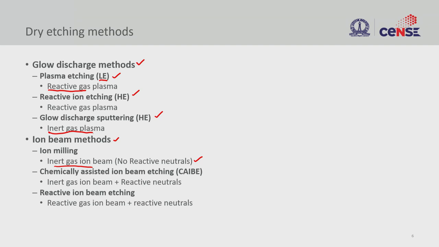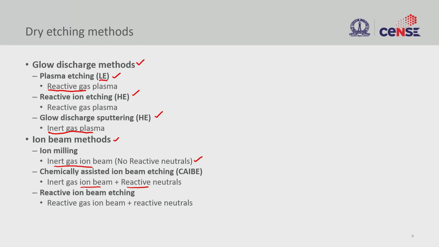The other thing is chemically assisted ion beam etching. Here, in addition to the ion beam, we are going to add some reactive neutrals. That means you have both ions and also some reactive species. Later on we will see how these processes are really fundamental, but in this case both physical and chemical etch happen. Physical etch means only force is used to remove the material, chemical etch means you create a chemical reaction and those products are made volatile.